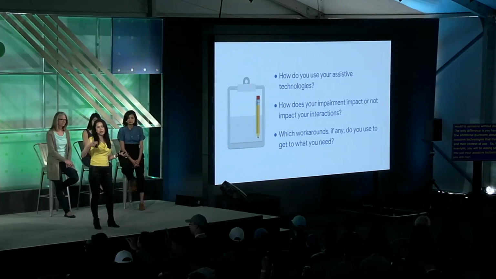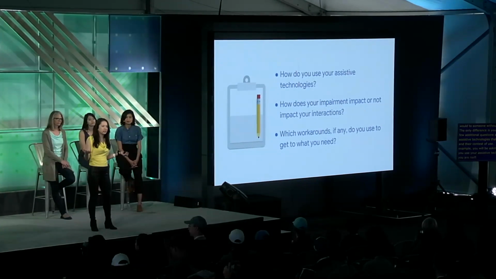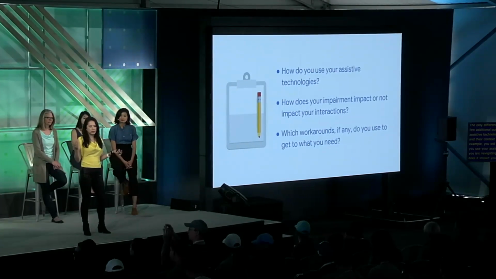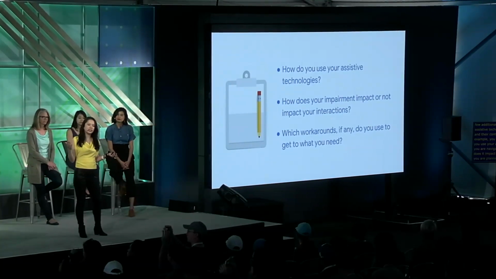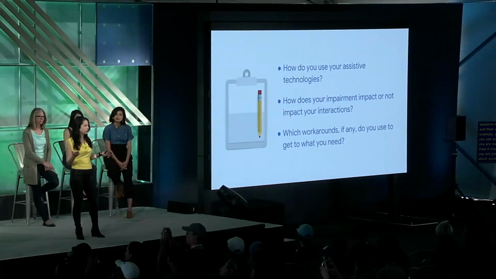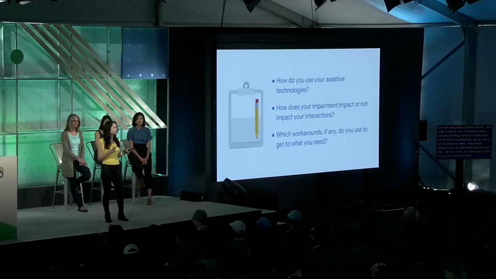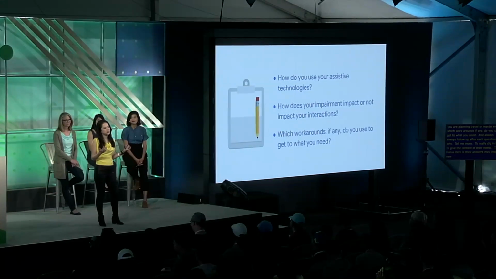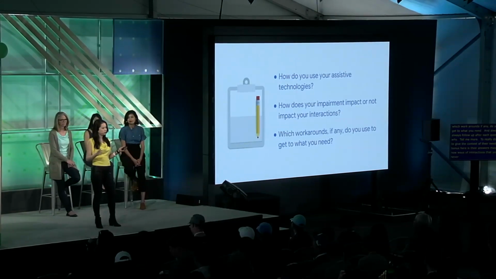Or how does your impairment impact or not impact your interactions when you're planning travel? Or maybe even which workarounds, if any, do you use to get to what you need? And always, always follow up after each question with why? Tell me more. To really dig in there to get the context of their needs. The bonus here is their answers may inspire new ways of interactions that you've never thought of before.